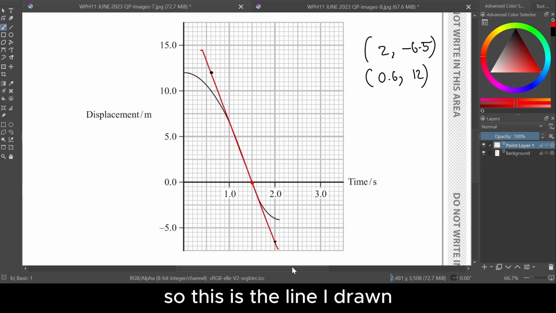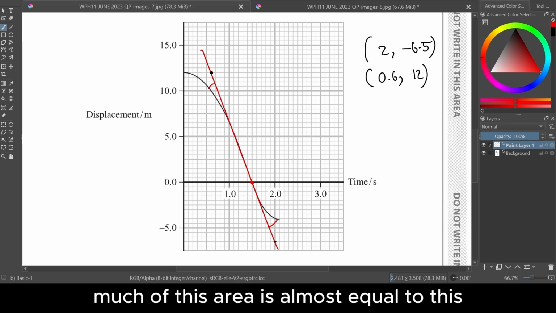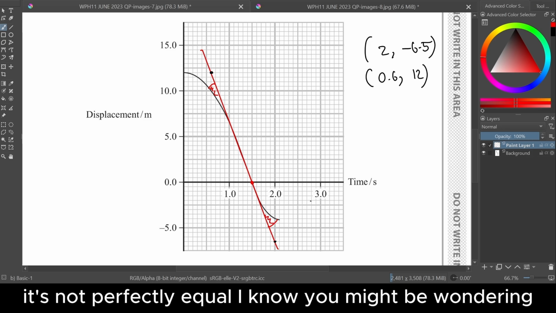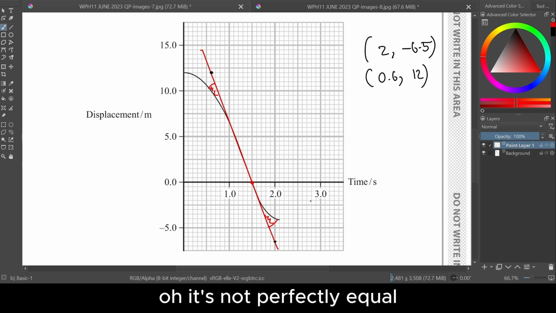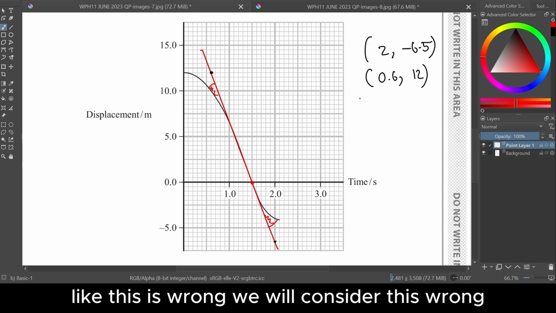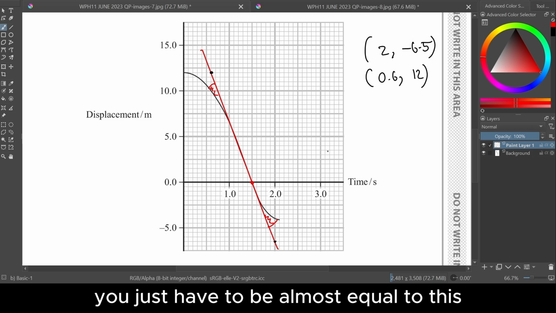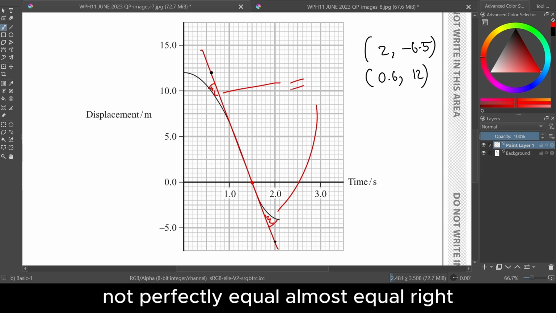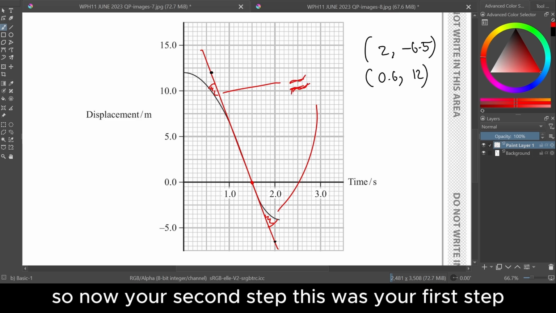So this is the line I have drawn. As you can see, this much area is almost equal to this much area. It's not perfectly equal. I know you might be wondering, oh, it's not perfectly equal, so we will consider this wrong. No, you don't have to be perfect. You just have to be almost equal, okay? So this is almost equal, not perfectly equal. Let me draw this again.